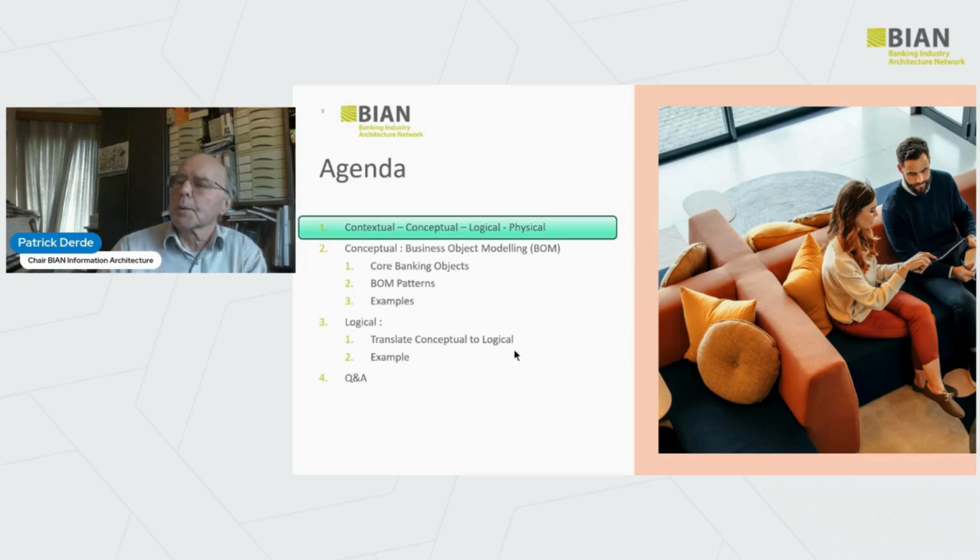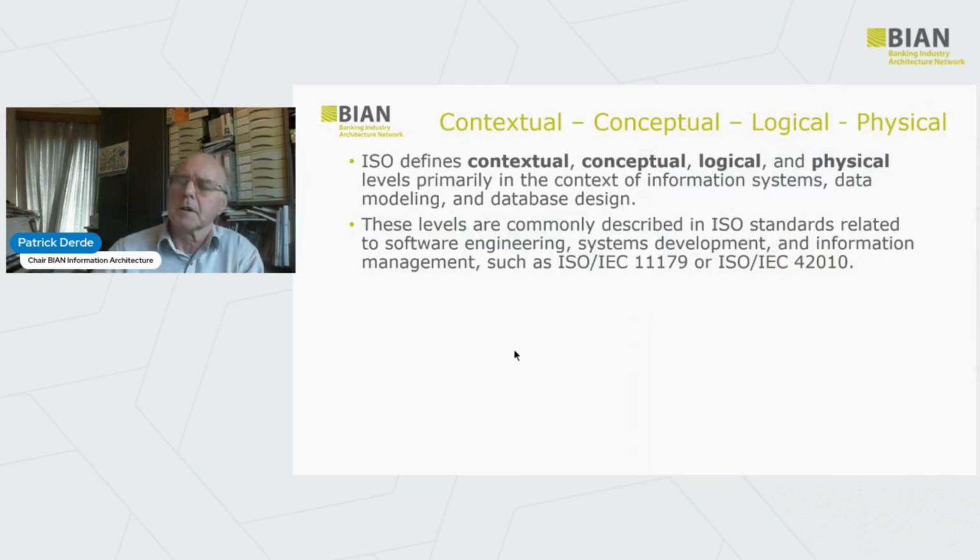Then we are ready for some questions. So let's start with the theoretical part: contextual, conceptual, logical, and physical. We are focusing on what ISO is telling us about these terms and concepts, especially as defined in ISO 11179 and 42010. The 42010 standard, for the people who are familiar with TOGAF, is actually the standard that TOGAF is using to describe its enterprise architecture framework. So let's have a look at it.